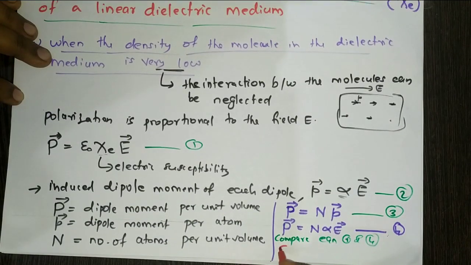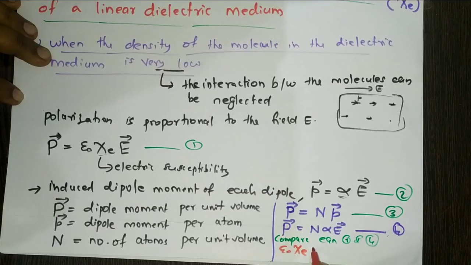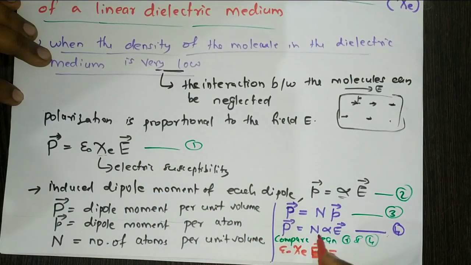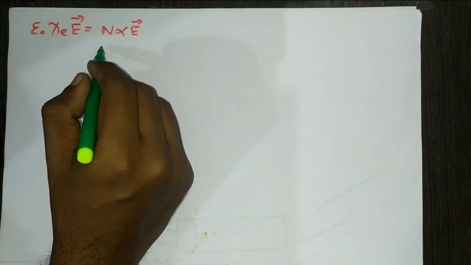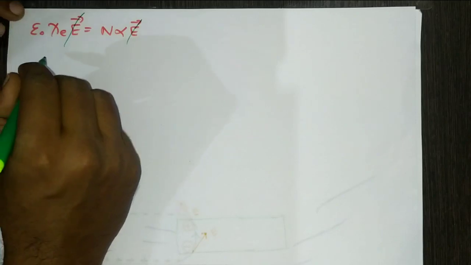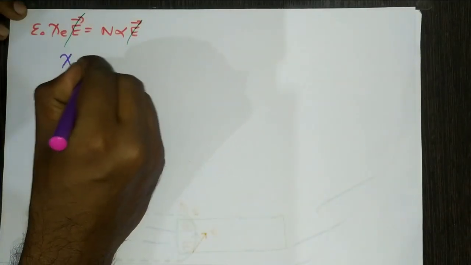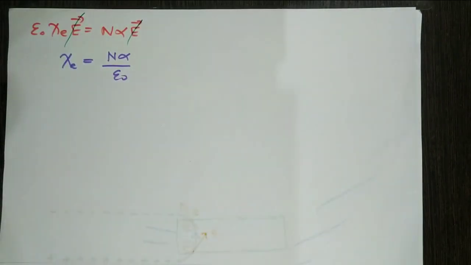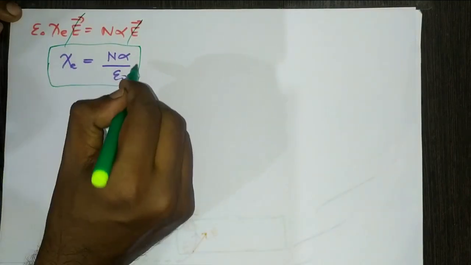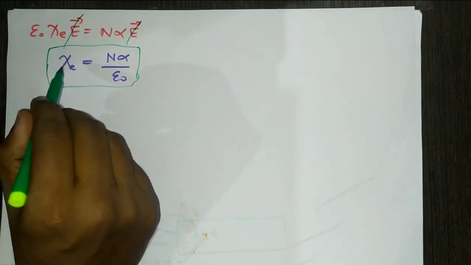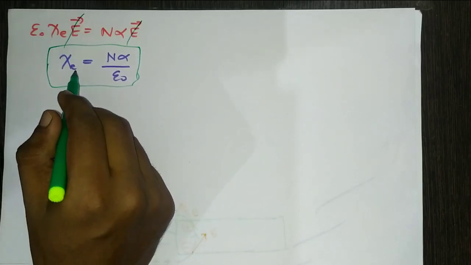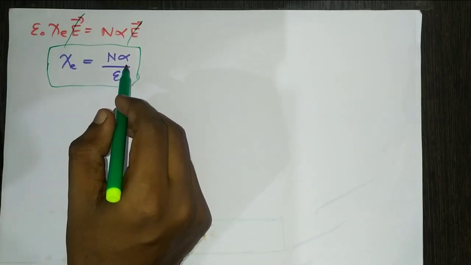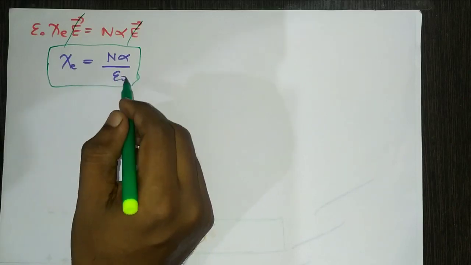epsilon 0 chi e E, that is nothing but our equation 1, is equal to N alpha E. Here this E and E can be cancelled. The remaining term is chi e equal to N alpha divided by epsilon 0. This is a relation connecting the atomic polarizability alpha and the electric susceptibility chi e. This expression is valid only in the case where the density of the molecules is low.